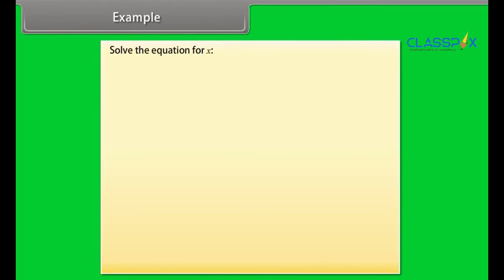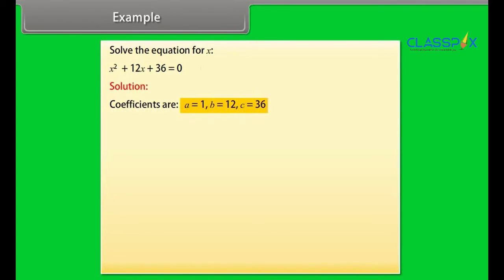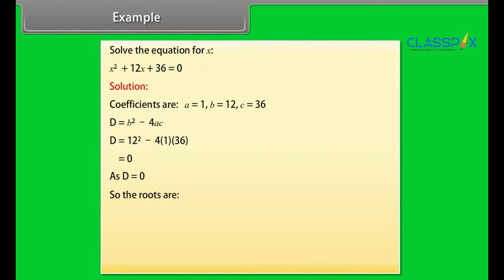Example. Solve the equation for x. x square plus 12x plus 36 is equal to 0. Solution. Coefficients are a is equal to 1, b is equal to 12, c is equal to 36. d is equal to b square minus 4ac. d is equal to 12 square minus 4 into 1 into 36 is equal to 0. As d equals 0, so the root is x is equal to minus 12 by 2 into 1. Now solving, we get x is equal to minus 6.